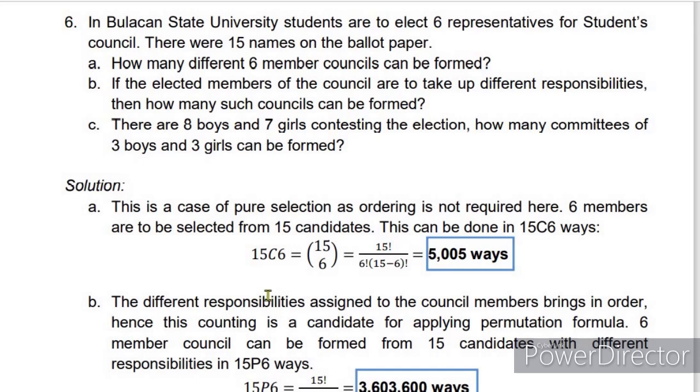So 15 is our n here. So combination 6, 6 is our r here because we will select six representatives out of 15. Okay? So it is equal to 15 combination 6, which is the factorial of 15 over 6 factorial multiplied by the quantity 15 minus 6 factorial. So it is equal to 5,005 ways. Okay?